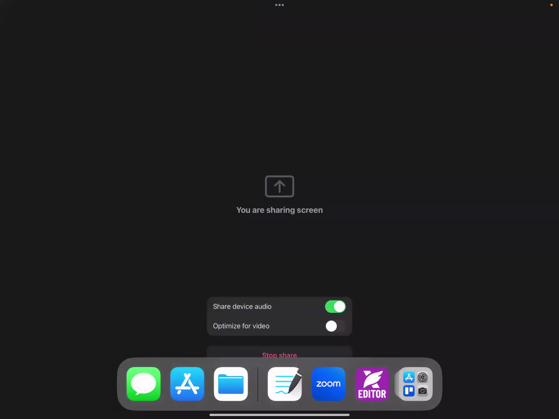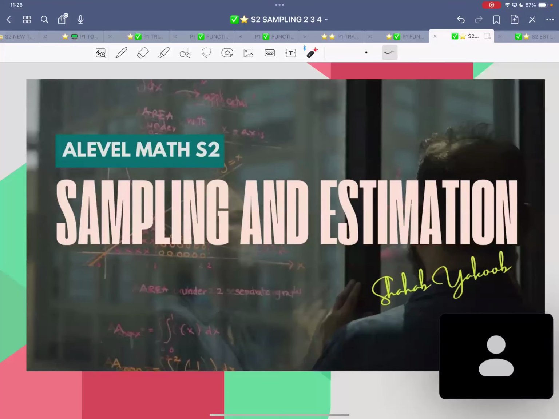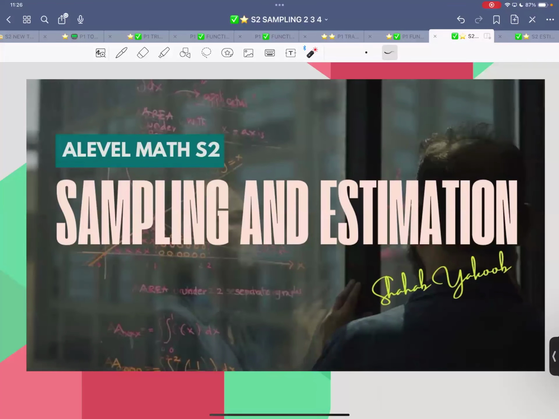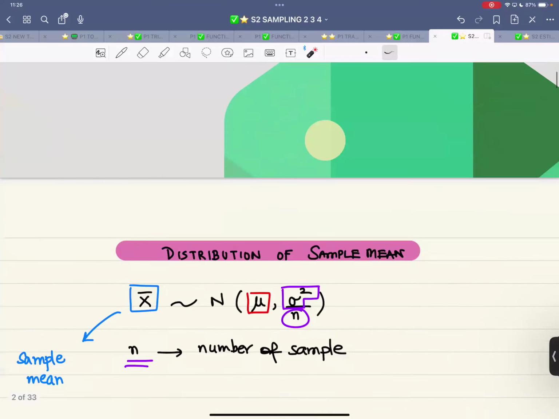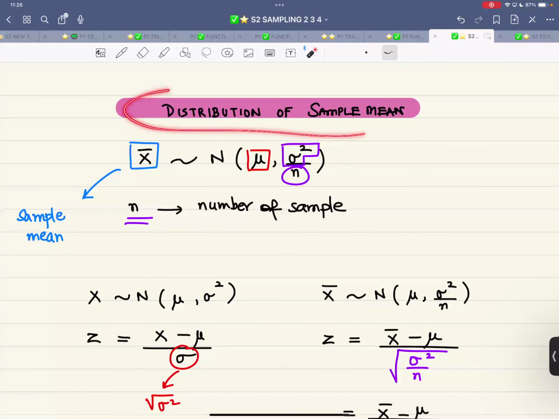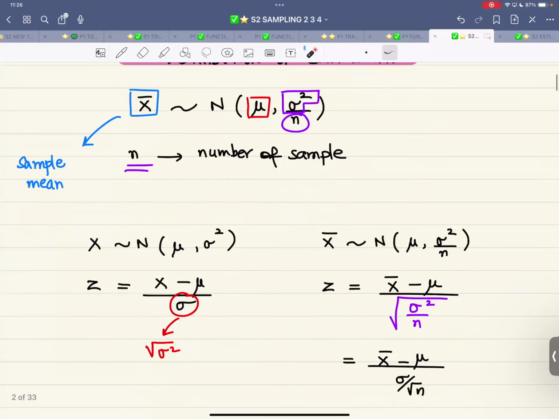We are starting this S2 lecture, and it's about sampling and estimation. Now, earlier, we have talked about the distribution of sample mean, that X bar. This is known as the sample mean. It follows a normal distribution. Mu is the mean, and sigma square is now divided by n, where n is the number of samples.